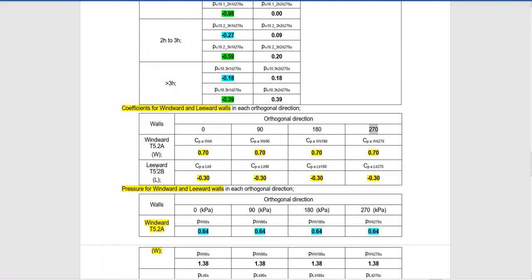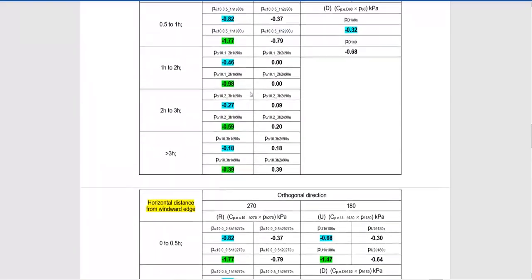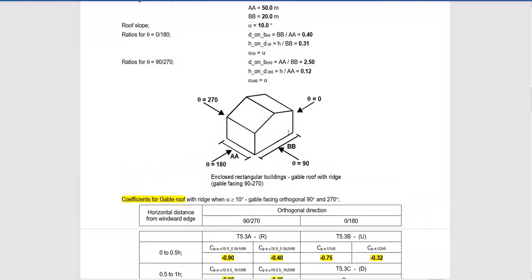And then I'm going to get my Cpe for the leeward side. You see, when the wind comes, let me show you here. Okay, go to the diagram. Okay, let me assume that this is my windward side at 90 degrees. So this is my windward side.